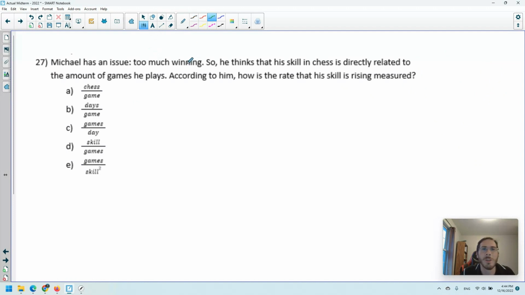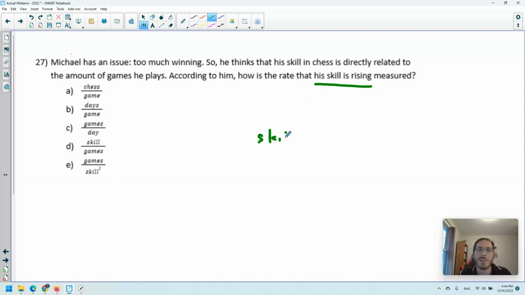27, Michael has an issue, too much winning. He thinks his skill in chess is directly related to the amount of games he plays. According to him, how is the rate that his skill is rising measured? So this is important because it says his skill is rising. And a lot of people, when they miss this one, they pick the one that was just the skill in the game. So in this case, it's directly related.